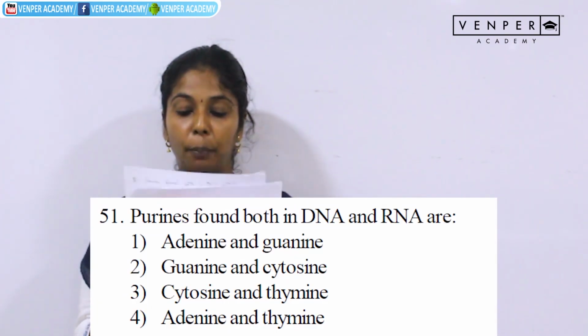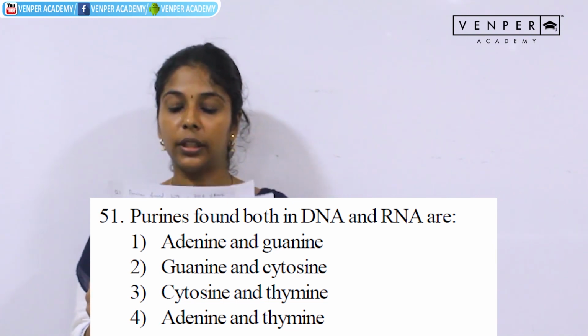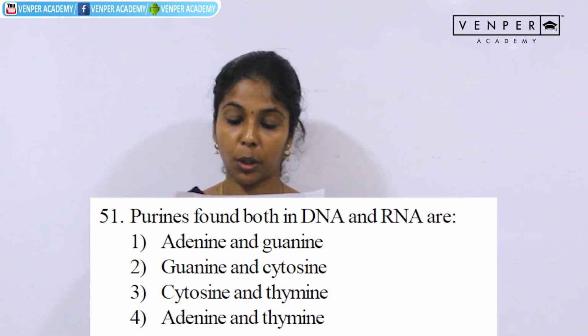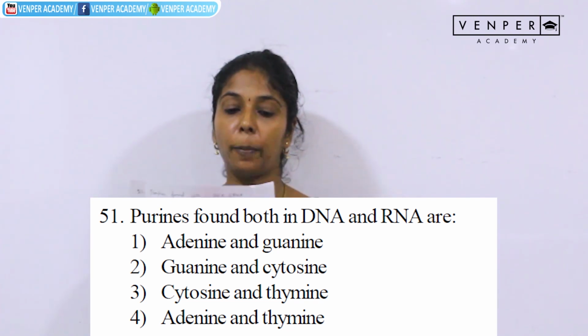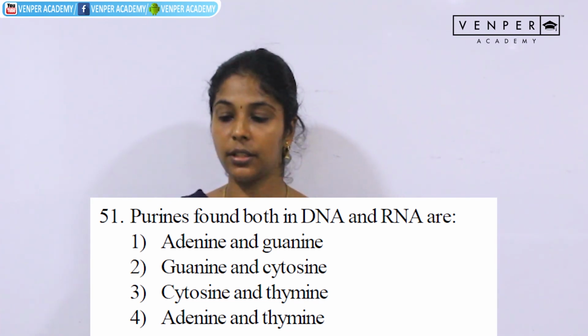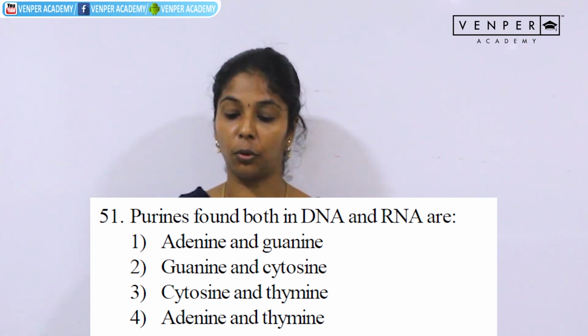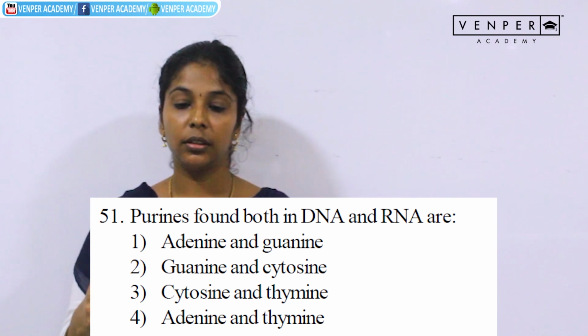51, first question. Purines are both found in DNA and RNA. Options are option 1, adenine and guanine. Option 2, guanine and cytosine. Option 3, cytosine and thymine. Option 4, adenine and thymine.